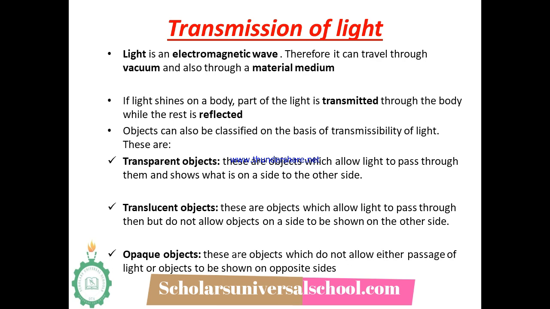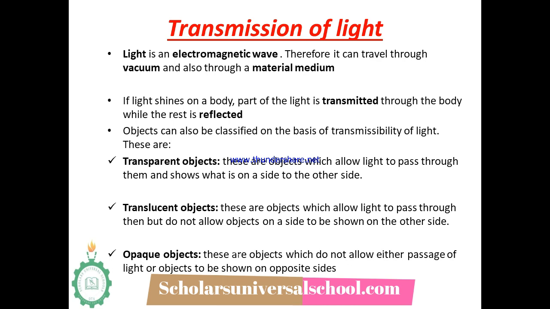Now, objects can also be classified on the basis of transmissibility of light. You have them grouped into three. The first one is transparent objects. Transparent objects are objects that allow light to pass through them, and you can also see what is on one side or on the other side. An example of a transparent object is your glass, your window at home, the ones that are not tinted.